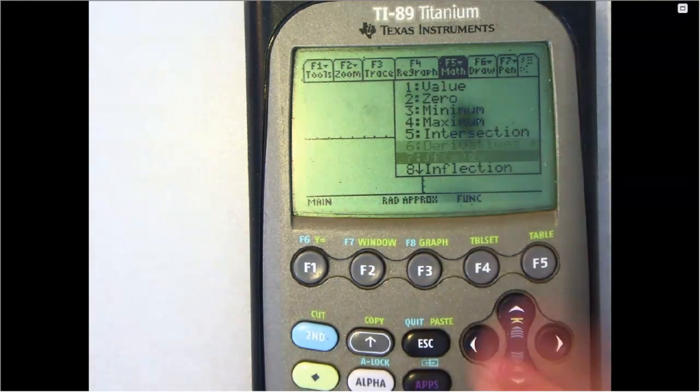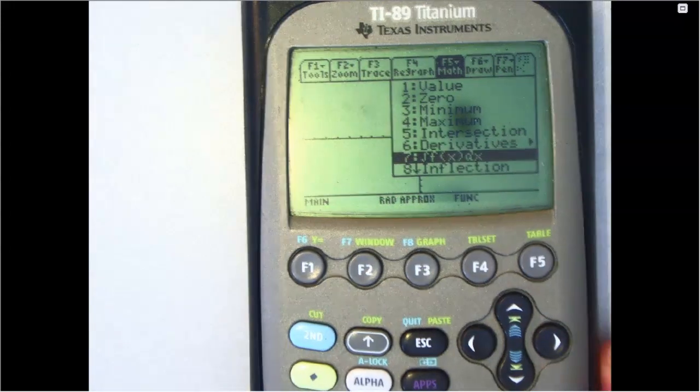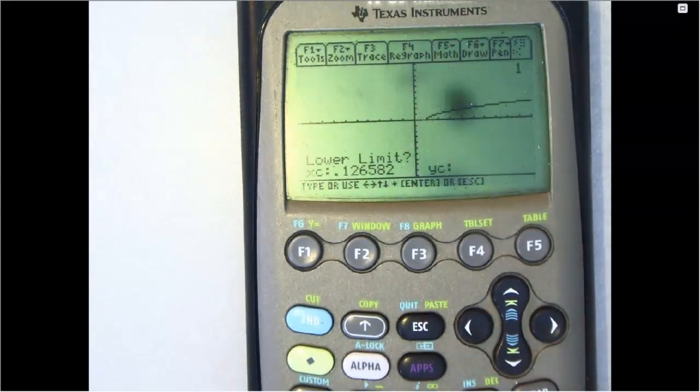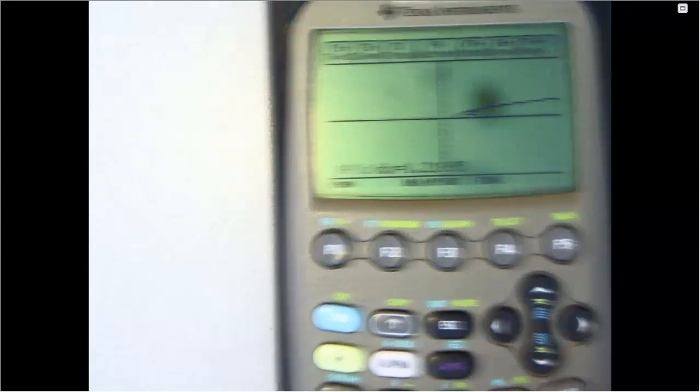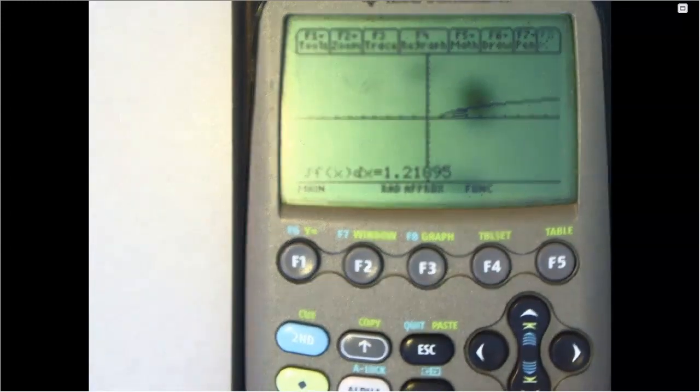And then if you hit F5, number 7 is an integral sign, you see? The integral of f of x. So hit that, and then it's going to say, what's your lower limit? That's 2. So hit 2 and then hit enter. And then the upper limit is 3 and then hit enter. This is kind of cool. It shades it in for you, so it shows what you found. And it gives you the answer.